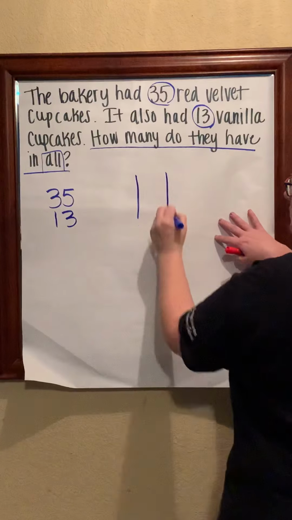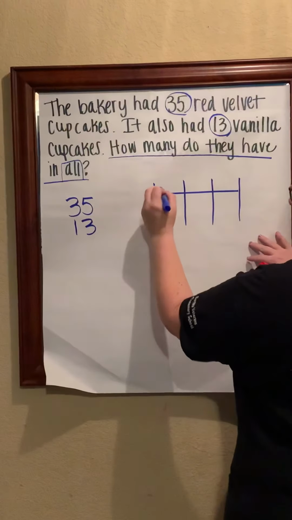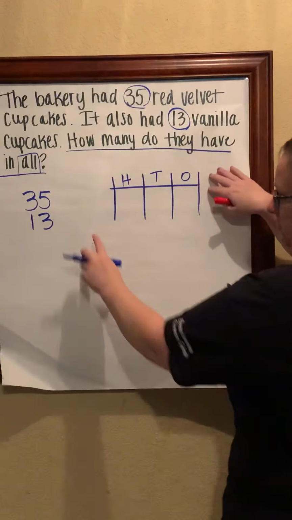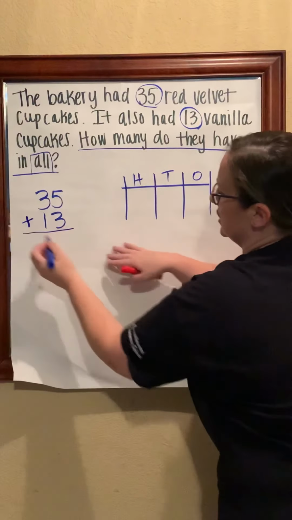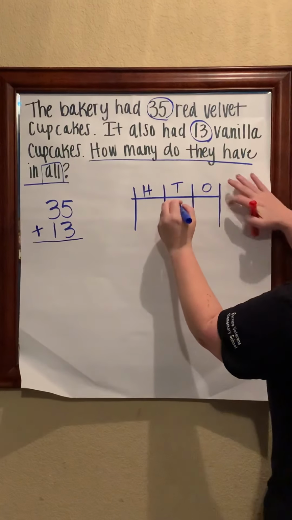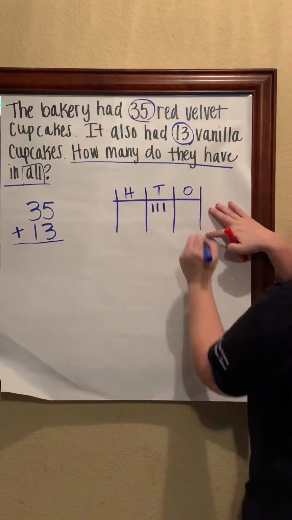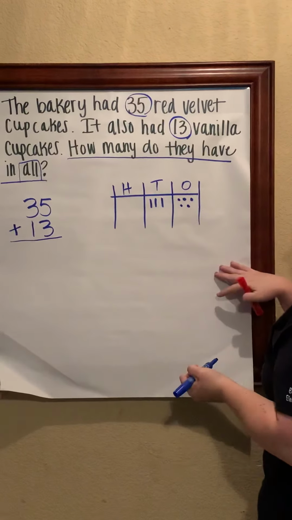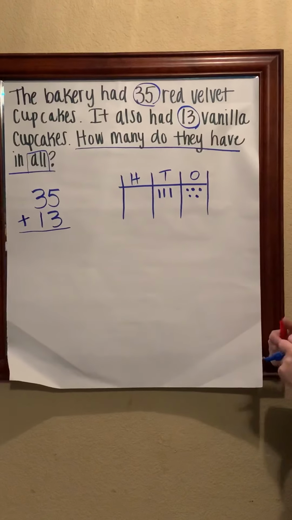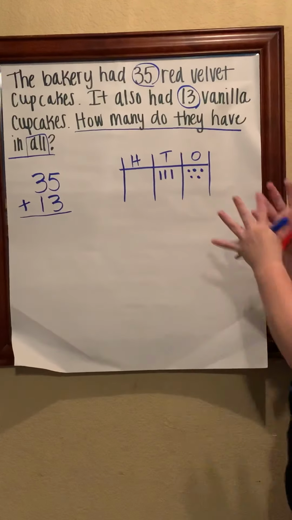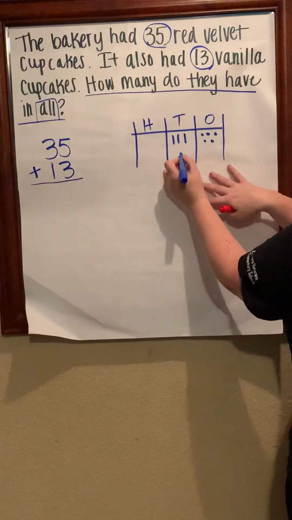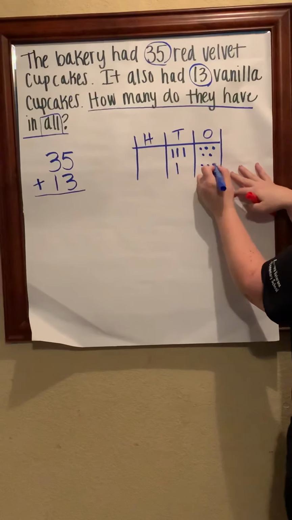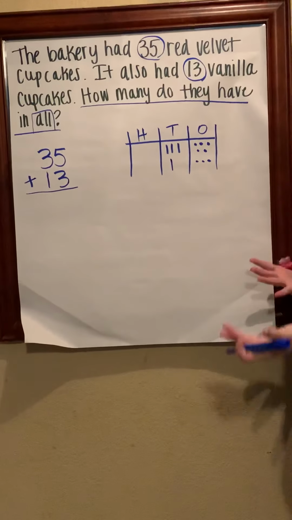The way we use the place value chart is by drawing like this: hundreds, tens, and ones. If I have 35, I have 3 tens, 1, 2, 3, and I have 5 ones, 1, 2, 3, 4, 5. Next, if I'm going to be adding 13, I'm going to add to the number that I already have. There is 1 ten and there are 3 ones. Then I add them together.